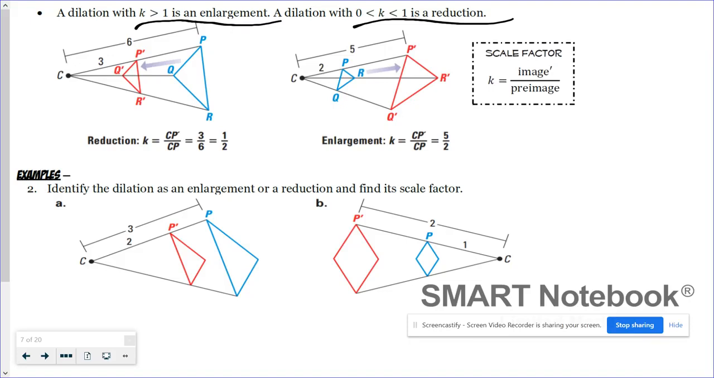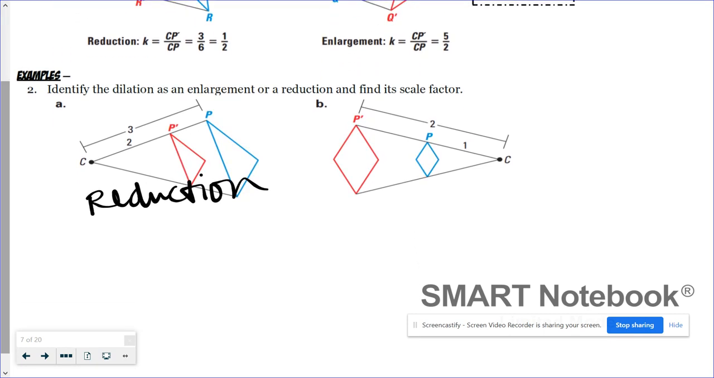So in problem 2, it says identify the dilation as an enlargement or a reduction and find its scale factor. So I just got done saying it's kind of obvious. So if blue is your pre-image and red is your image, clearly this one got smaller, so this would be a reduction, right? So it's kind of obvious. My scale factor will confirm that because my scale factor is equal to image over pre-image. So my image value is 2 and my pre-image value is 3.